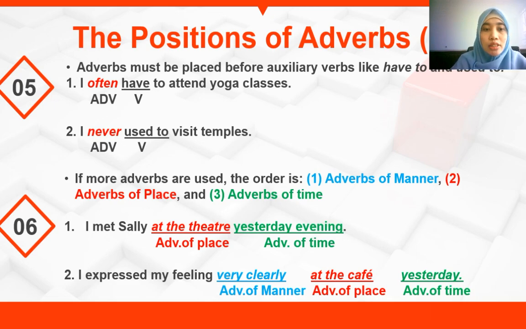Okay. And then 2, I expressed my feeling very clearly at the cafe yesterday. We have these 3 kinds of adverbs at the same time, so we must follow the order. We must put this in the order correctly. So first is the adverb of manner. We have very clearly. The next one is the adverb of place at the cafe, and the third one is the adverb of time yesterday. So remember, when you have these 2 or 3 kinds of adverbs at the same time, you must consider the way you put each adverb according to this order.